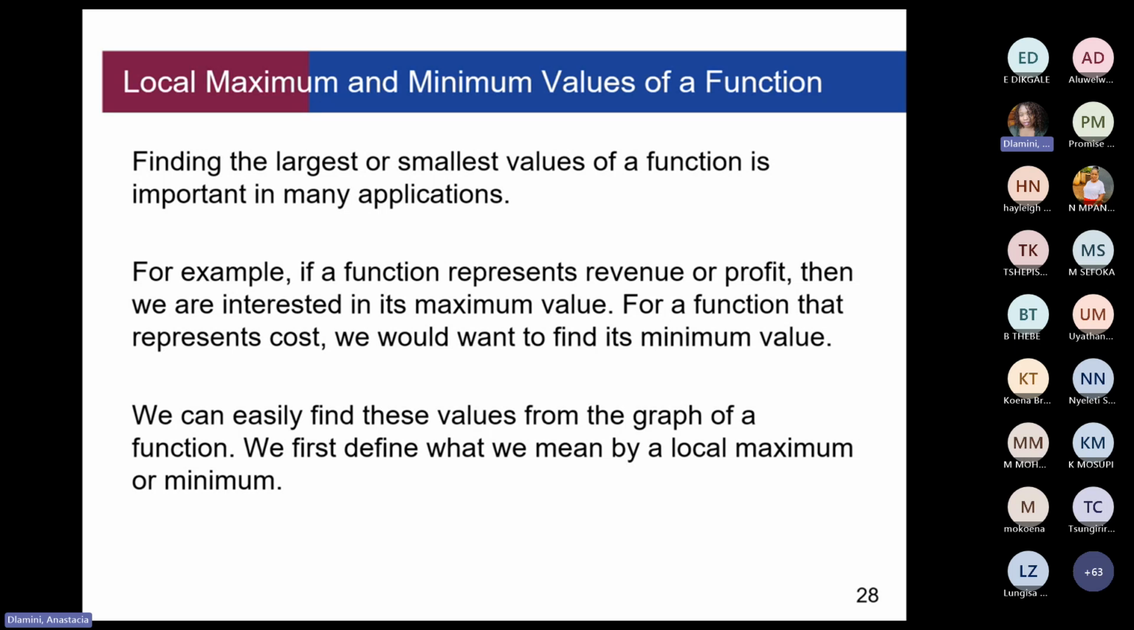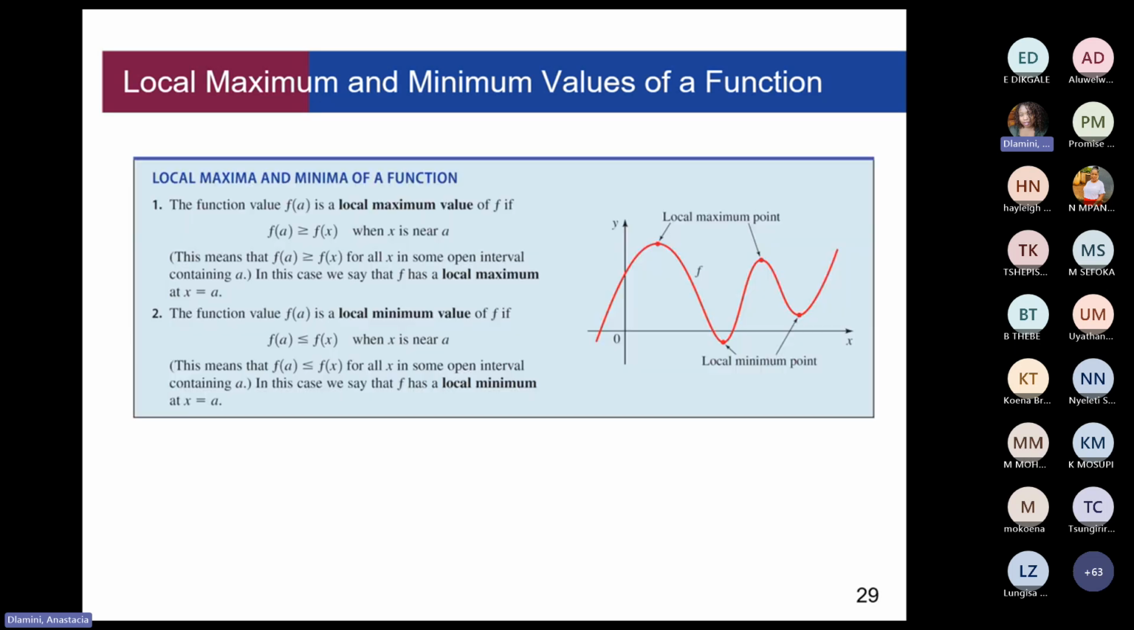We can easily find these values from the graph of a function. We first define what we mean by local maximum and local minimum. So they are saying the local maximum and minimum of a function: the function value f of a is the local maximum of f if f of a is greater than f of x. Meaning that if I choose a here, this is a and we call it f of a here.